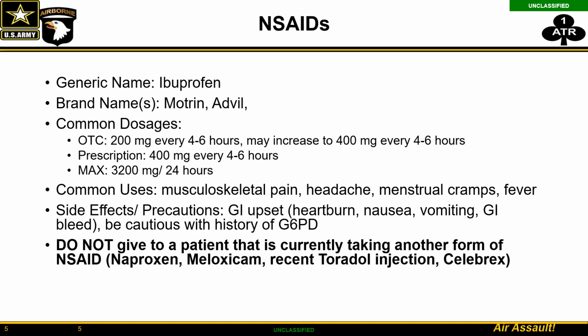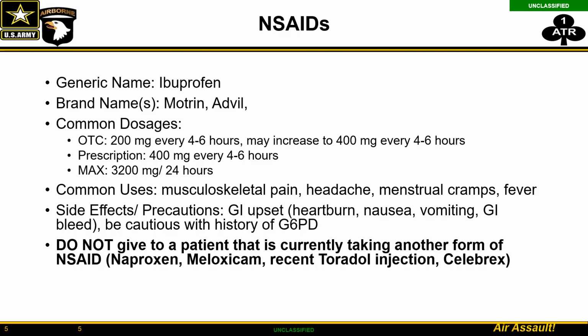Next we're going to talk about is ibuprofen. This is also sometimes known as Rager candy if you hear one of your soldiers say that. It has many other names, but the most common ones are Motrin and Advil. Common doses would be, at the most, I'm giving someone 800 milligrams every 8 hours. That's the most I'm giving someone because the max is 3,200 milligrams in 24 hours.